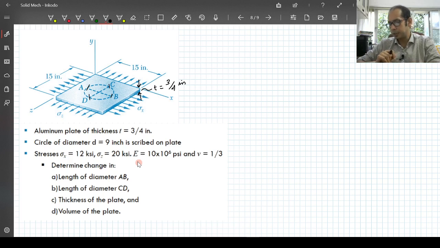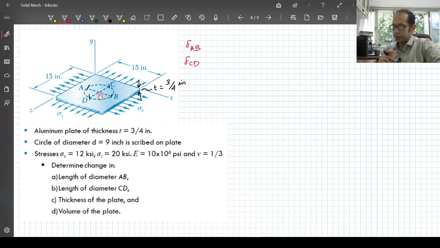The problem asks what is the change in the length of the diameter along AB over here. As you see in this figure, AB is along the x direction. So we have to find the change in length of the diameter AB, that is, my delta AB. What is the change in the length of the diameter CD? CD is along the z direction, so we have to find my delta CD.